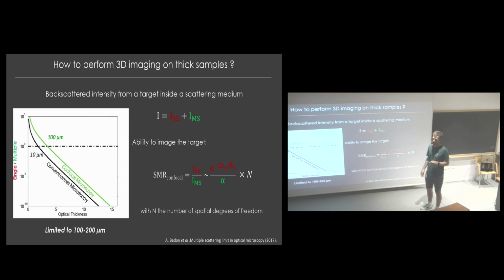With confocal microscopy or spinning disk or light sheet, basically you increase the ratio of the single scattering over the multiple scattering by a factor n, being the number of spatial degrees of freedom in your system. So basically it's the number of cells in your image, and by doing this the ratio increases a lot, but linearly. So as it's an exponential decrease, actually you don't win that much. But typically, with a confocal microscope, depending on the medium, you can image up to 100 microns or 200 microns if you have a good label and if your medium is not too opaque.